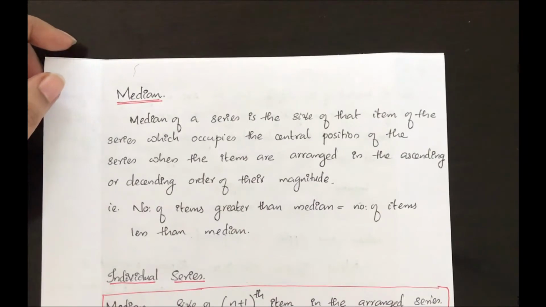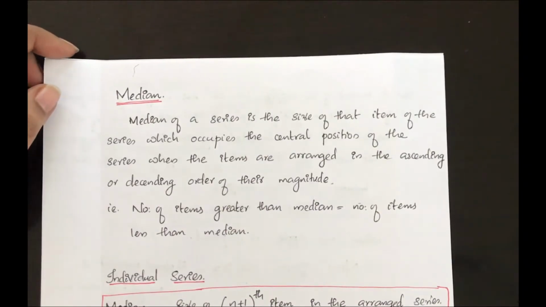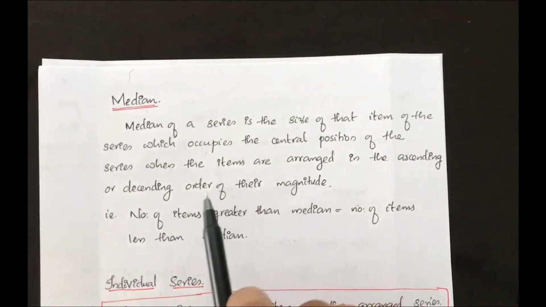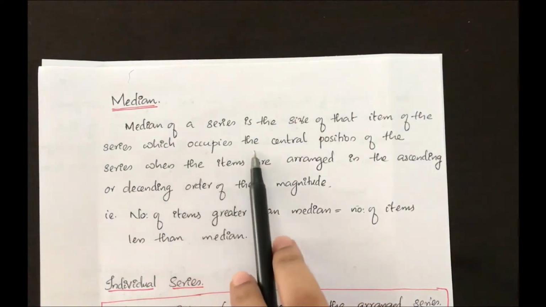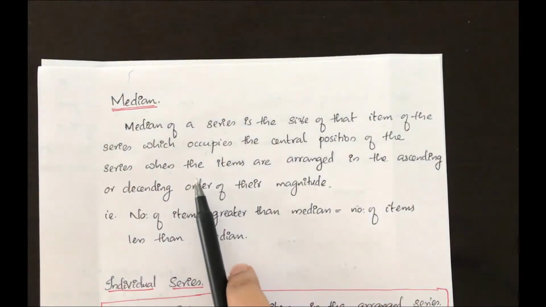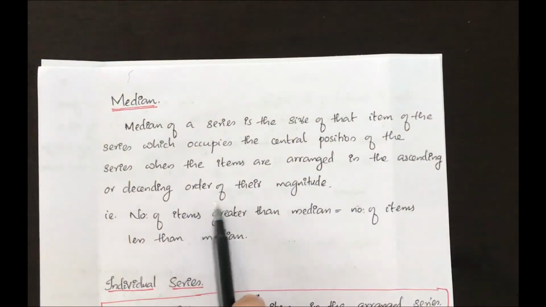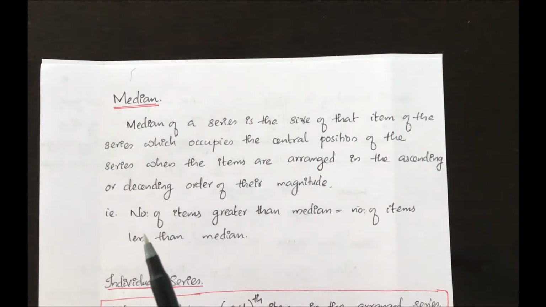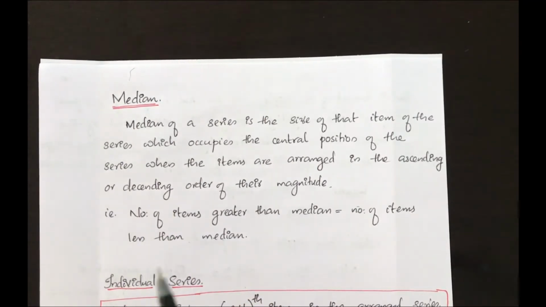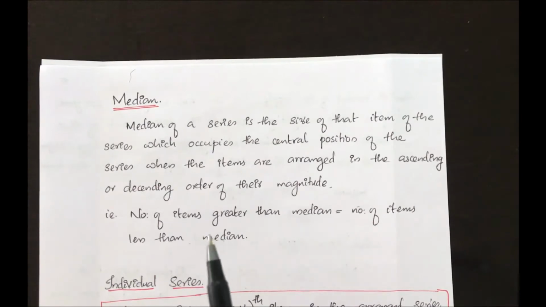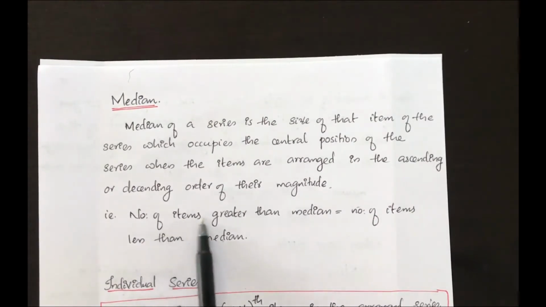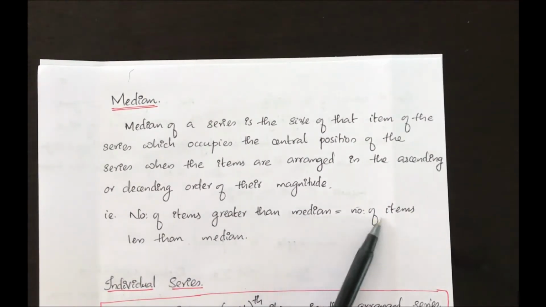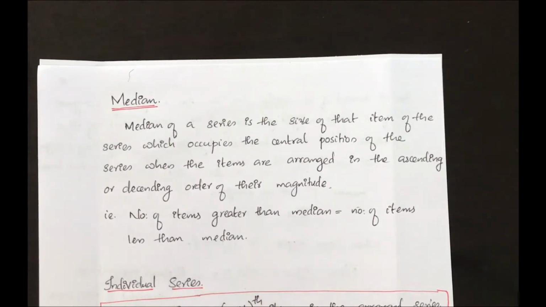A continuation to measures of central tendency. The second type is median. Median of a series is the size of that item of the series which occupies the central position of the series when the items are arranged in ascending or descending order of their magnitude. We can simply say that median is the middlemost item in an arranged series. The data should be arranged either in ascending order or in descending order. Therefore, the number of items greater than median is equal to the number of items less than median.